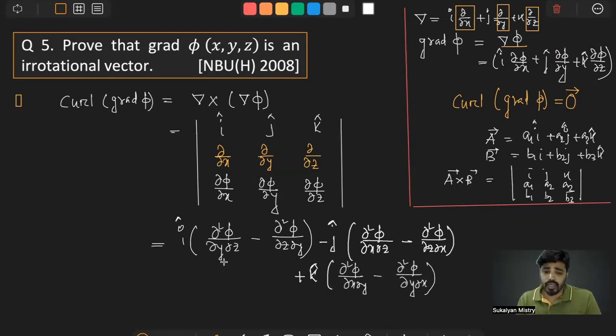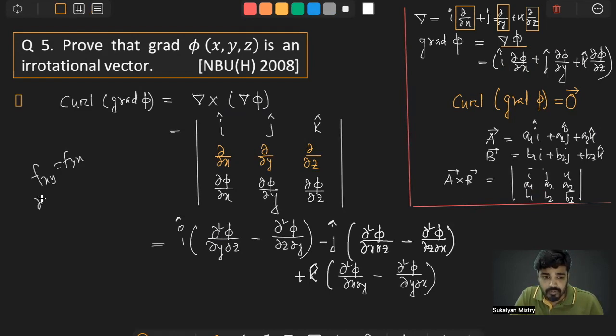Now we know that del²φ/∂y∂z and del²φ/∂z∂y are equal. If a function f is continuous and its partial derivatives exist and are continuous, then for φ, grad φ is a vector differentiable function, so fxx is equal to fyx.